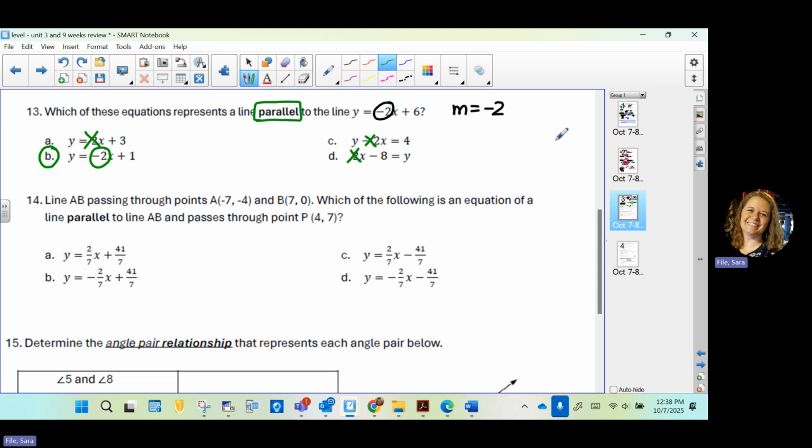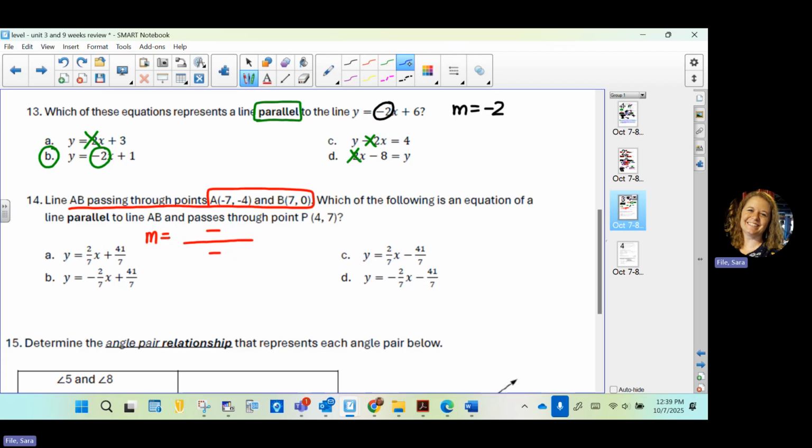14 says line AB passing through point A and B and gives us the coordinates. Which of the following is an equation of a line parallel to AB that passes through point P at 4, 7? So again, we don't know the slope of AB. We have to find it. They tell us that AB goes through these 2 points. So I've got to do slope formula, which is the change in y over the change in x.